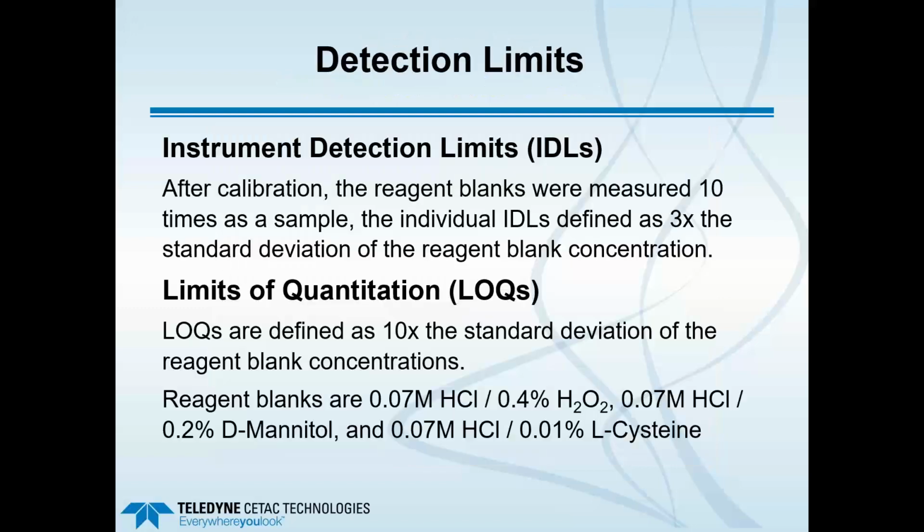Okay. So first, we wanted to look at both instrument detection limits, or IDLs, and then limits of quantitation when using this method. The reagent blanks were measured 10 times as a sample. The individual IDL is defined as 3 times the standard deviation of the reagent blank concentration. Okay. We were also more interested, though, in the limits of quantitation. The LOQ is defined as 10 times the standard deviation of the reagent blank concentrations. And again, the reagent blanks listed below, the 0.07 molar HCl with the added reagents of peroxide, mannitol, and L-Cysteine.